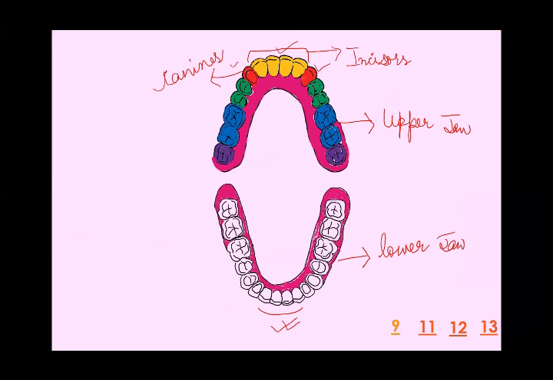And 2 are there in the upper jaw. Similarly, 2 are also present in the lower jaw. So total 2 here and 2 here. Total it makes 4 canines.